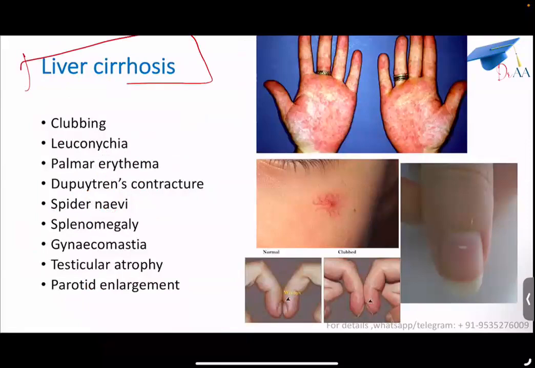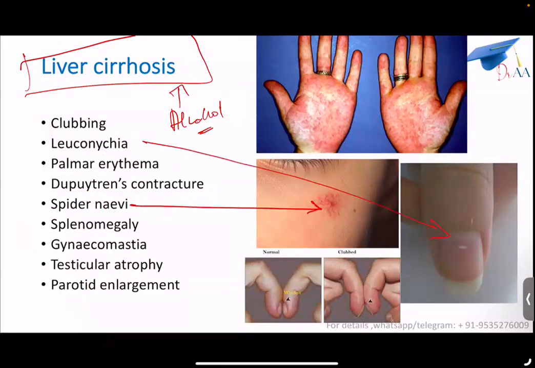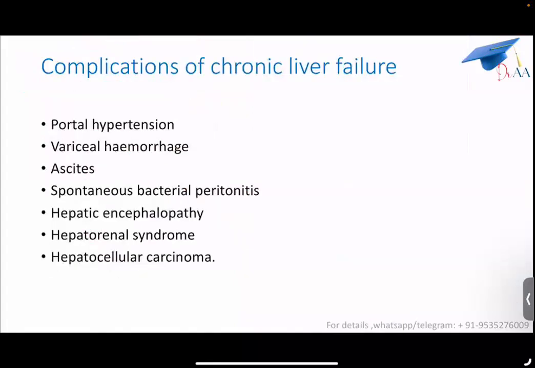Liver sclerosis. Liver sclerosis is basically the liver parenchyma getting converted into fibrosis because of a chronic insult. The chronic insult most of the time will be alcohol. From an exam point of view, you're thinking about alcohol. Again, they can present with various symptoms like spider nevi, leukonychia, and clubbing. They can present with splenomegaly, gynecomastia, parotid gland enlargement, and palmar erythema, that is nothing but redness of the palms. Again, these features are not important.